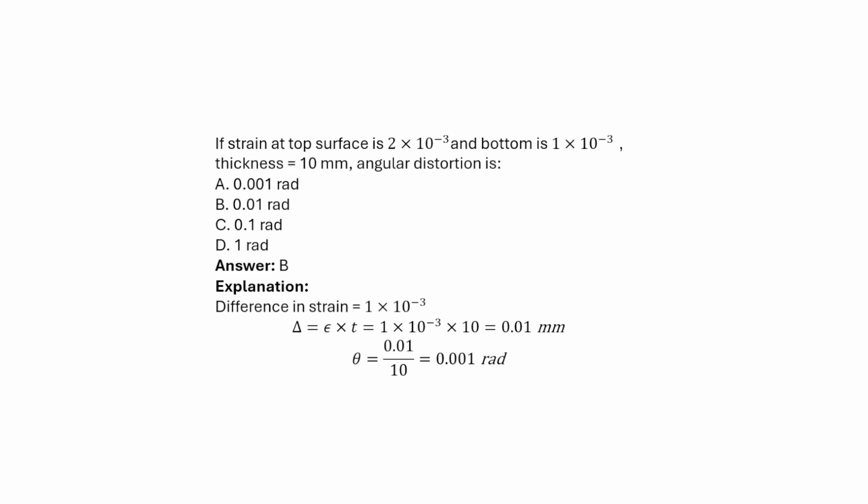If the strain at the top surface is 2 times 10 to the power of minus 3 and the bottom is 1 times 10 to the power of minus 3, and the thickness is 10 mm, what will the angular distortion be? The difference in the strain will be 1, so the difference in strain into the total thickness will give the total angular distortion.